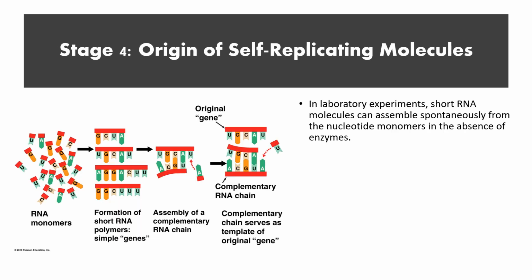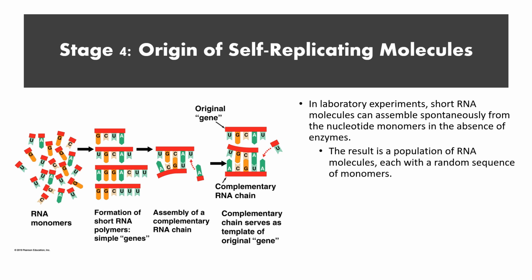So in a laboratory setting, you can actually put RNA monomers in the right conditions and they will start to self-assemble into these short sequences of RNA. And we can think of them as genes. Now, you're going to then have a population of RNA and each of them is going to have a random sequence. Okay, so on this image we have 4 different sequences of RNA.